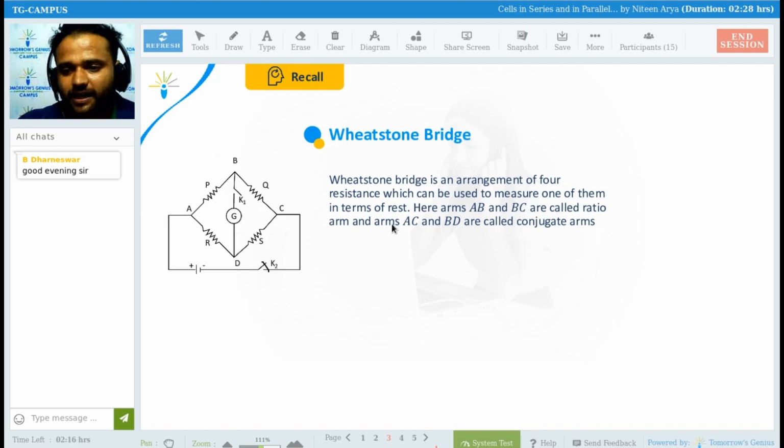So a Wheatstone bridge is an arrangement of 4 resistors which can be used to measure one of them in terms of the rest, meaning one resistance in terms of the others. Here arms AB and BC are called ratio arms, and AC and BD are called conjugate arms. Okay, this is just the naming. We don't need to even think about this, but what is the main concept here? What is the main catch here? The Wheatstone bridge and the combination of resistance, where you can see something like this.